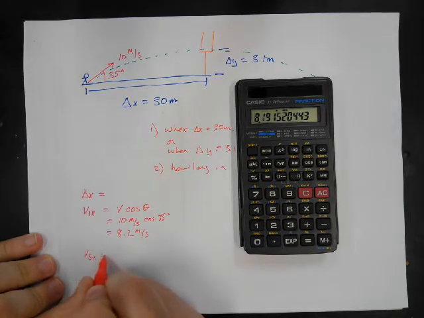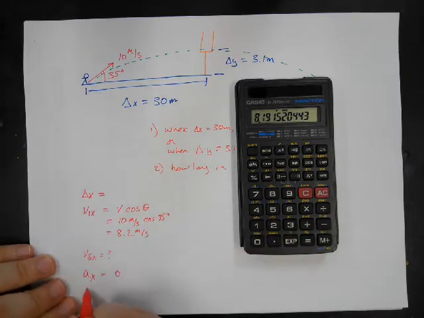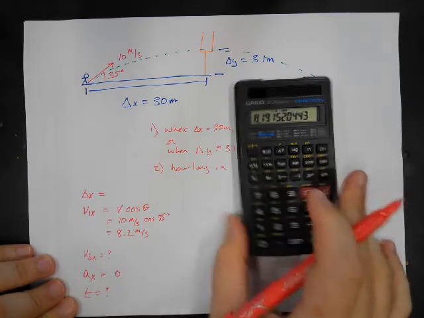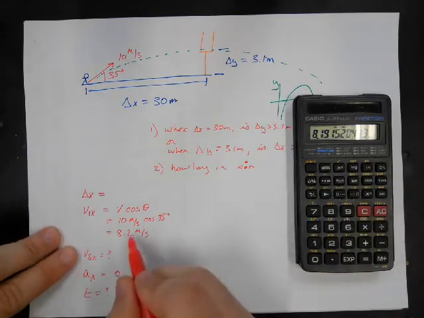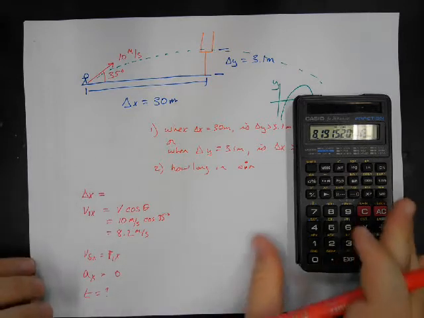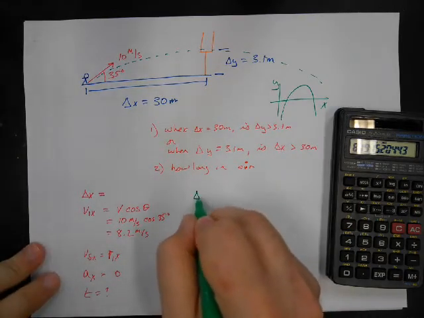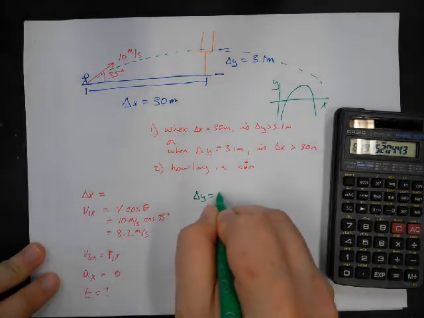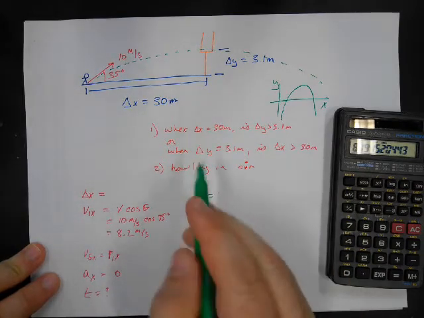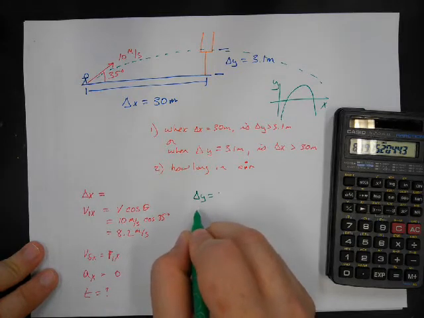V final x, we don't know. The acceleration in the x direction should be 0 because there's no air resistance in these problems. And the time we don't know. All right, so we do know what V final x is: V initial x. We don't know what V final y is. So delta y, well, we don't know what that is yet.